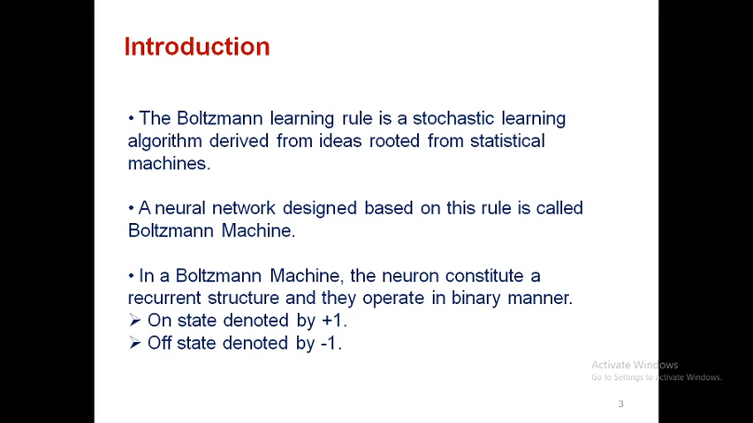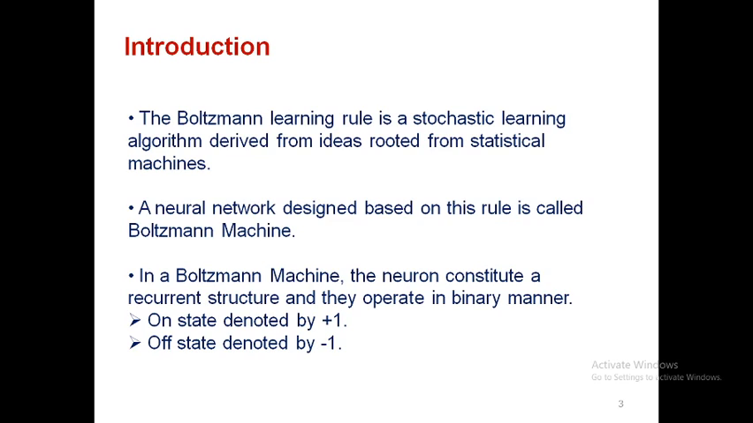Boltzmann learning is based on the Boltzmann machine, which is designed as per a few rules. That's why it is a learning process based on stochastic learning methods, and a neural network designed based on this rule is called the Boltzmann machine. The Boltzmann machine performs the neural network operations based on these rules. So what are those rules?